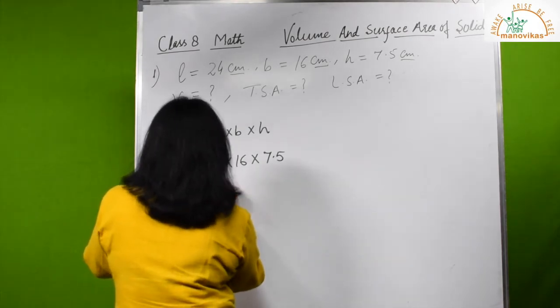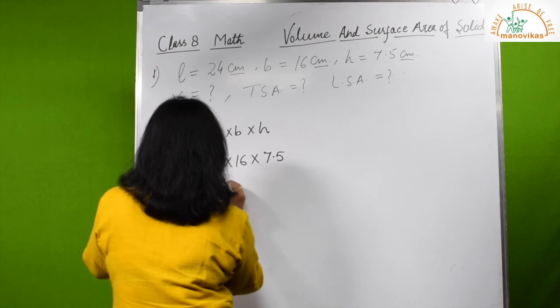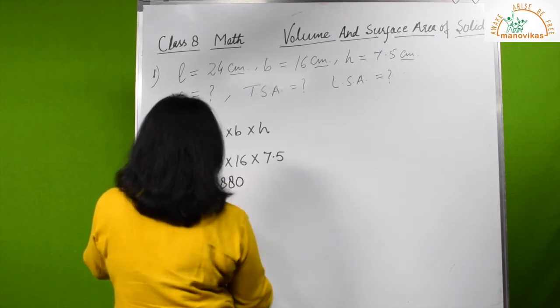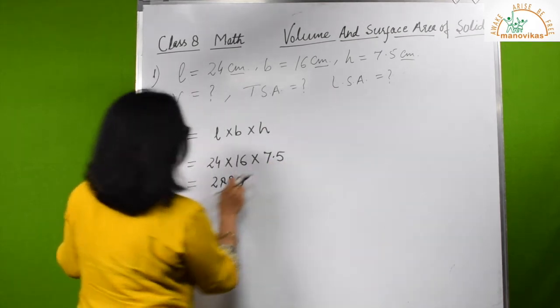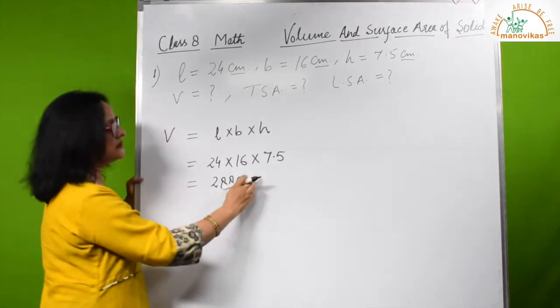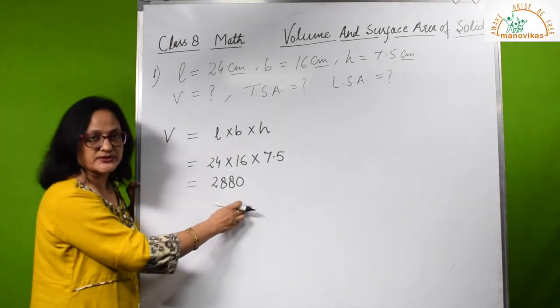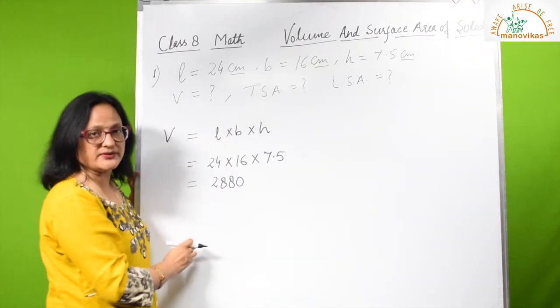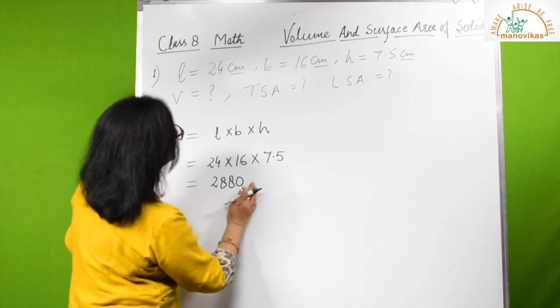So you will get 2880. Now when you multiply you will get 2880. But you should write the unit also. Unit is mandatory. For each quantity unit is mandatory. So what will be the unit for the volume?